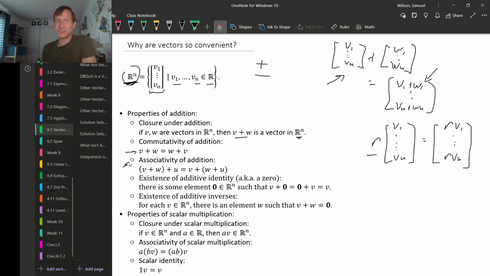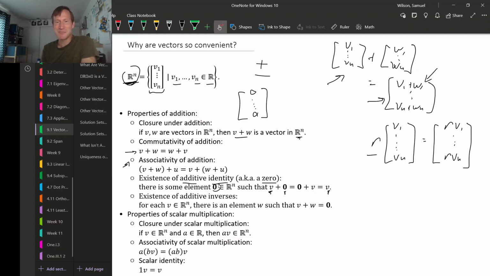Same thing goes for associativity. In Rn, addition is associative because entry by entry, real addition is associative. Also, in the collection Rn, there's an existence of an additive identity. This additive identity is otherwise known as the zero vector. An additive identity is just something that if you take any vector and add your identity to it, you get back the vector that you started with. And sure enough, there is such a vector in Rn. It's the vector that is just all zeros.